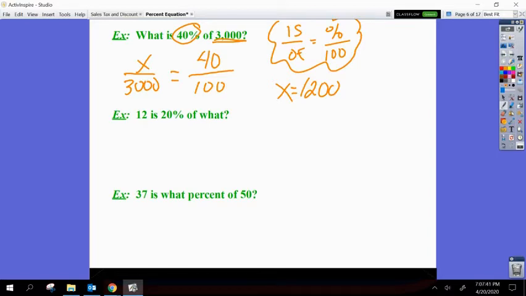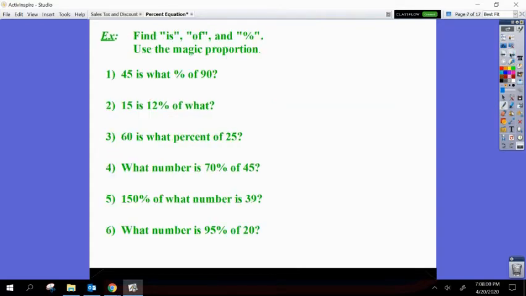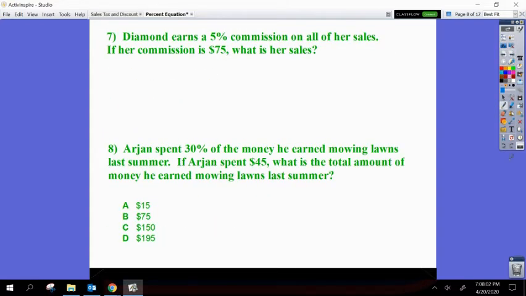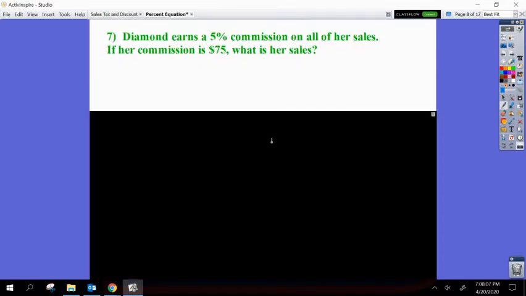The rest of them are similar examples. Again, you see percent, you should be thinking is over of equals percent over 100. Nice for us, we know that the 100 always goes down there. 20 is my percent. This time 12 is my is, because is goes on top. And then we cross multiply and divide, get our answer that time. The rest of them are word problems based on the same kind of concept. But if you're not sure, this is where you have to use your brain, you have to use your logic.